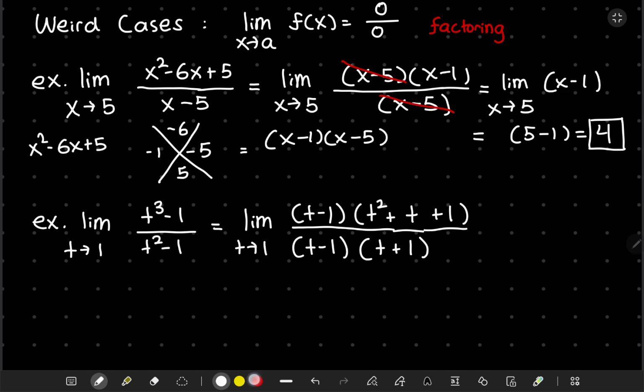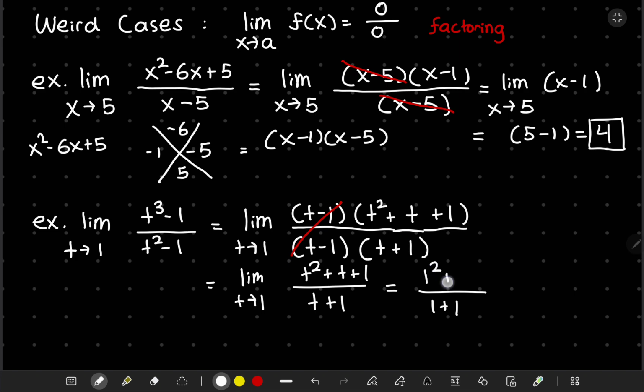Now that I have it factored, what can happen? They cancel out, leaving me with the limit as t approaches 1 of t squared plus t plus 1 over t plus 1. And I can now plug it in and see if I get something. 1 plus 1 plus 1 on top over, that's the bottom, 1 squared plus 1, giving me 3 over 2. There we go. Now we no longer have 0 over 0, but rather an actual value, 3 over 2.